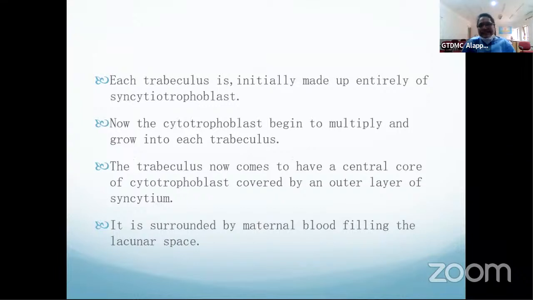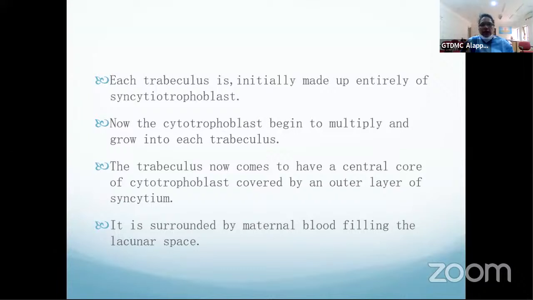Each trabeculus is initially made up entirely of the syncytial trophoblast. Right? So now the cytotrophoblast begins to multiply. Previously, only the syncytial trophoblast multiplied. But later on, after the lacunar space is formed, the syncytium grows into the endometrium and the maternal blood comes in contact with the lacunar space around the syncytium. Now the cytotrophoblast begins to multiply. Previously it was a single layer of cells. Now it starts going into the trabeculus.